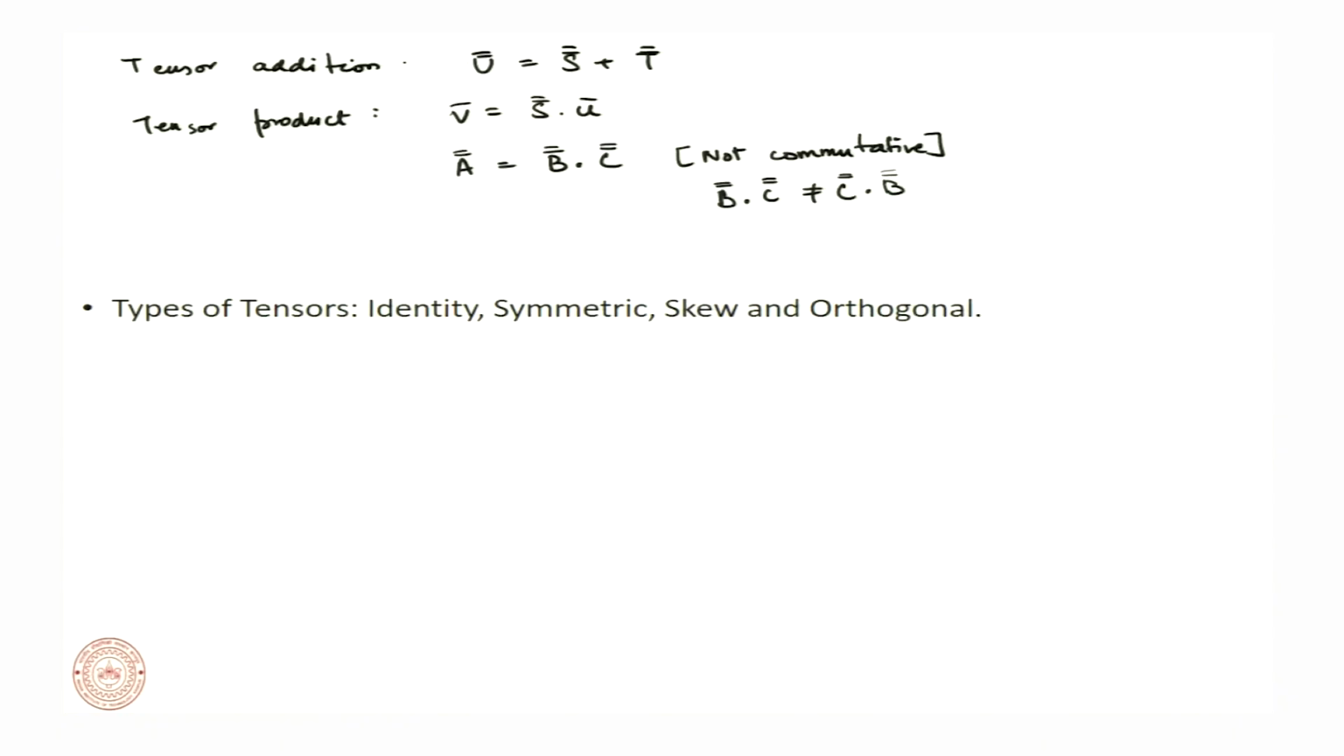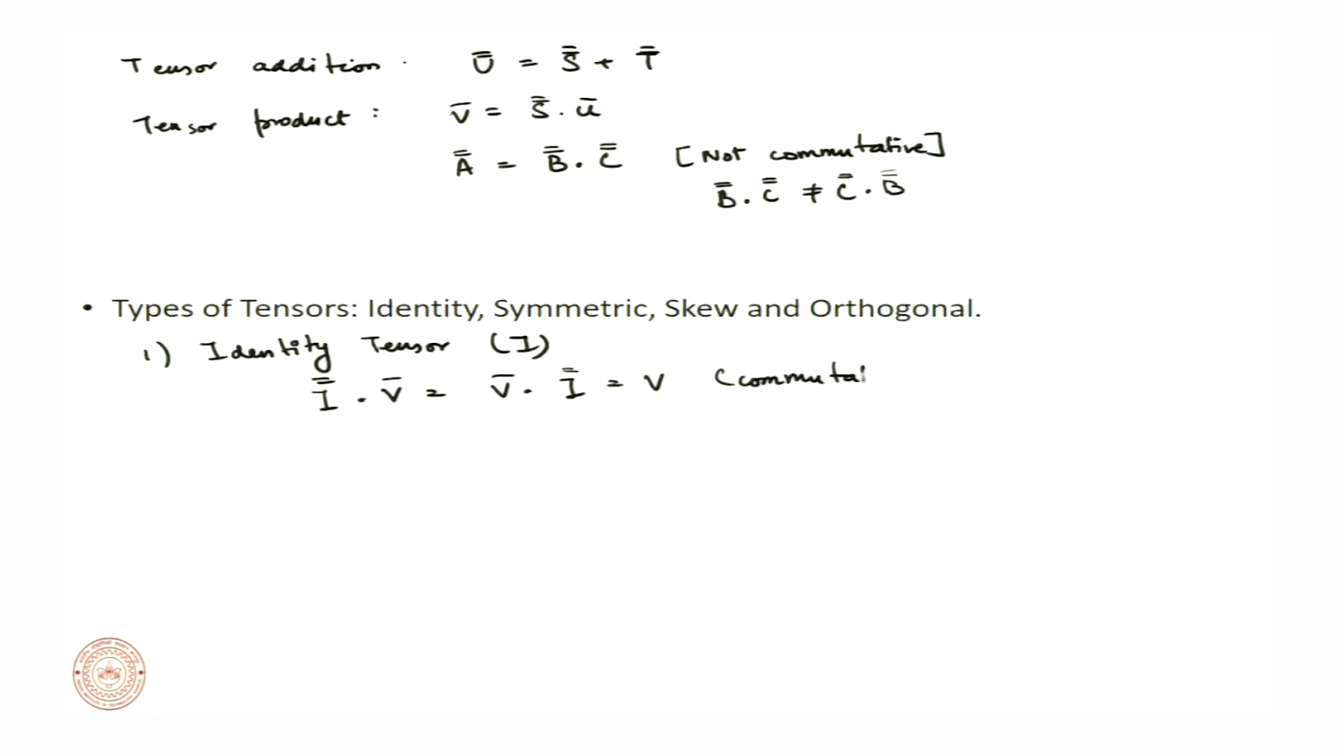Okay, types of tensors. I will introduce 4 types of tensors for this course, and later on we can see if more types come up during the consecutive lectures. So first is called an identity tensor. An identity tensor, given by I, is a tensor in which I tensor dotted with a vector will be equal to the vector dotted with an identity tensor, which is equal to the vector. So these are commutative.